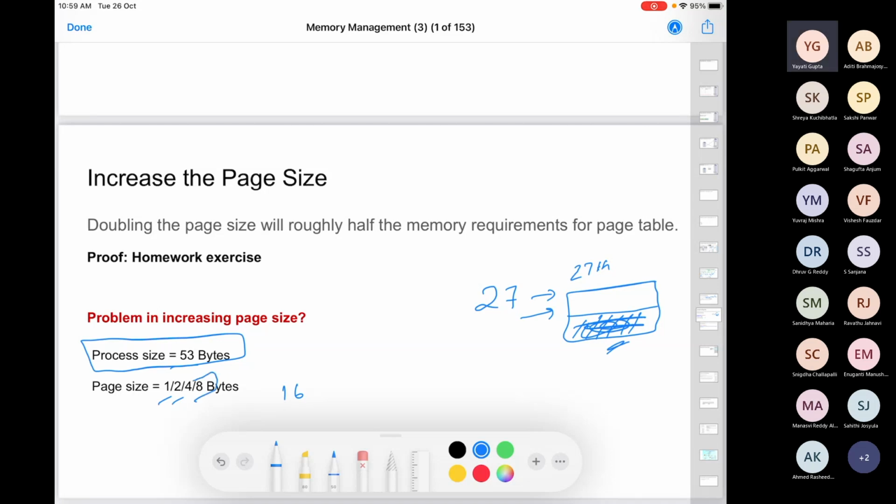Okay, what if your page size was 8 bytes? How many pages? 7, right? So after 48 bytes, the next page will consist up to 56, right? And you only have 53 bytes. So again, there will be these 3 bytes which are being wasted. So this internal fragmentation increases.